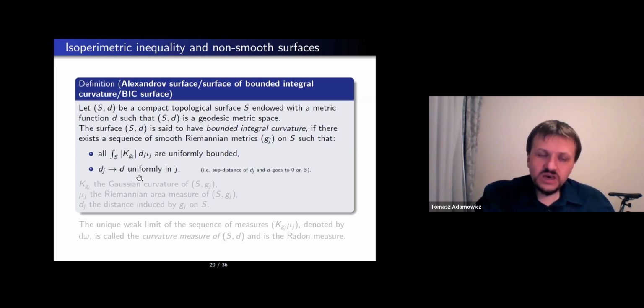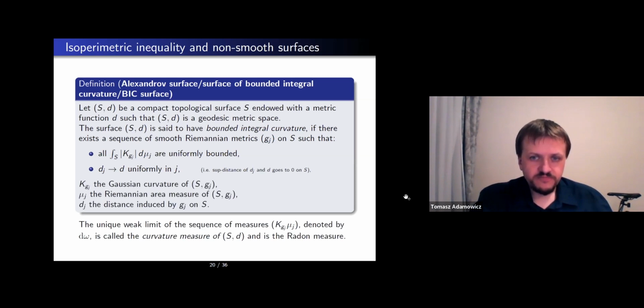The second condition: the distances induced by metrics g_j converge uniformly to the underlying metric D. By this convergence, I mean that the supremum distance of D_j and D goes to 0 on S. And then the unique weak limit of the sequence of measures K_{g_j} μ_j is denoted by dω and is called the curvature measure. And it turns out to be a Radon measure.